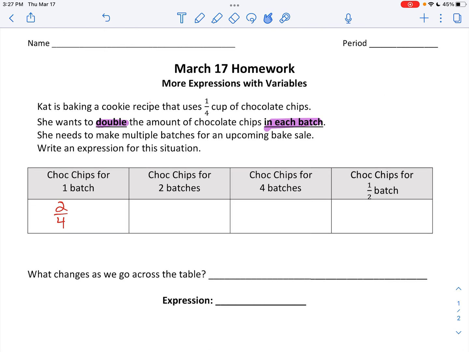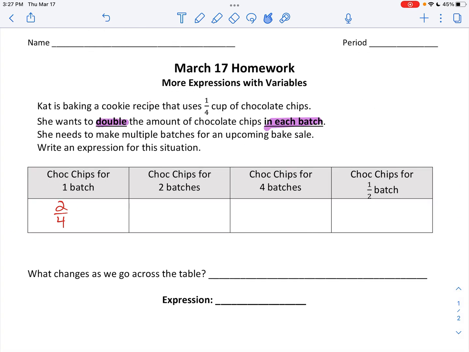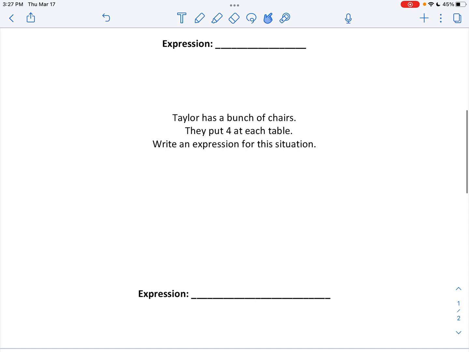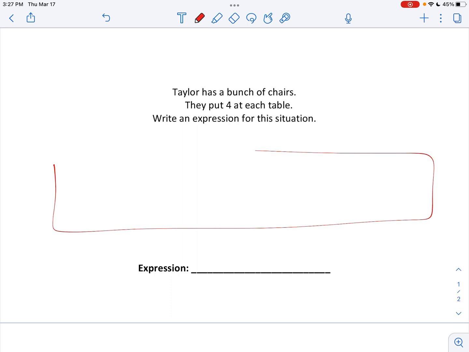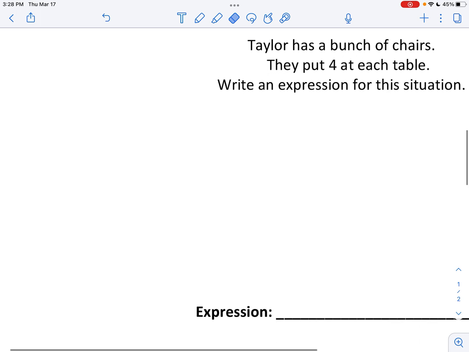All right. I'm going to let you finish the first one. And then let's look at the second one. Taylor has a bunch of chairs. They put 4 at each table. All right. There's no actual table written out like this for you. So that means that it's probably not a multiplication problem. So let's draw this out. We don't know how many chairs that Taylor has, but Taylor puts 4 at each table.